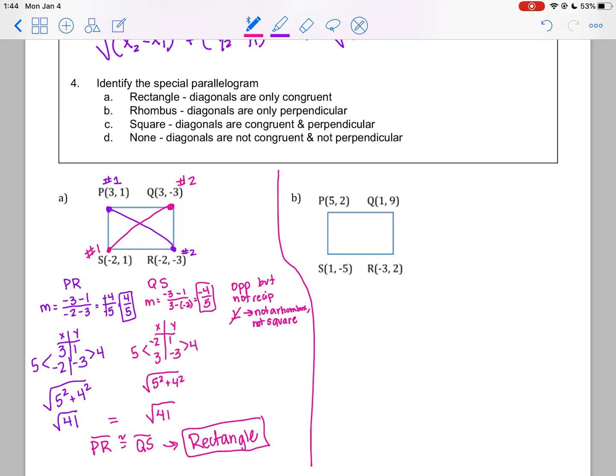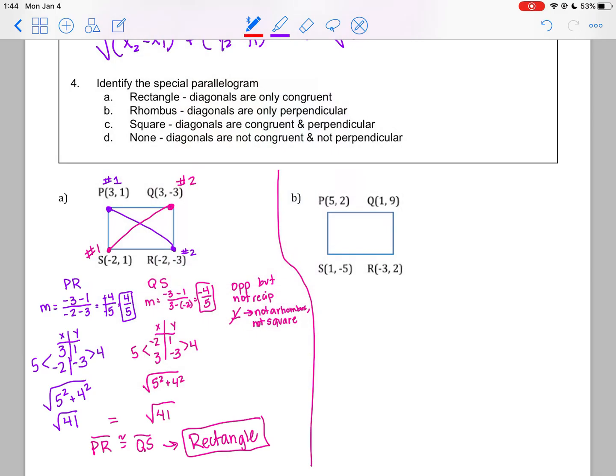So we're going to classify it based on these things. If the diagonals are only congruent like they were here, that's going to be a rectangle. If the diagonals had been only perpendicular but not congruent, that would be a rhombus. If it had met both of the qualifications and was congruent and perpendicular, that would make a square. And if it failed both of the tests, it would be none. It would just be a parallelogram.